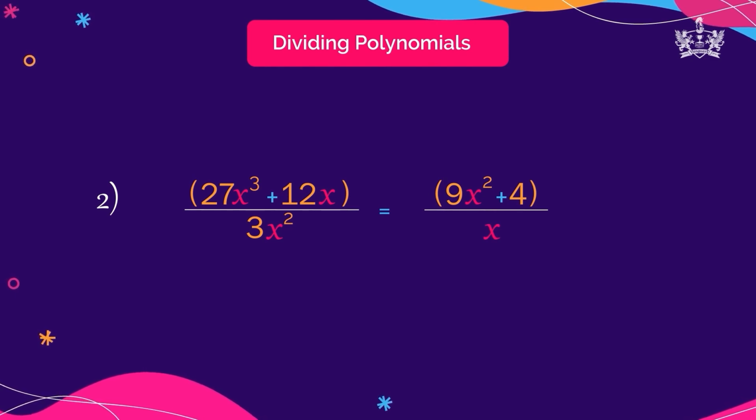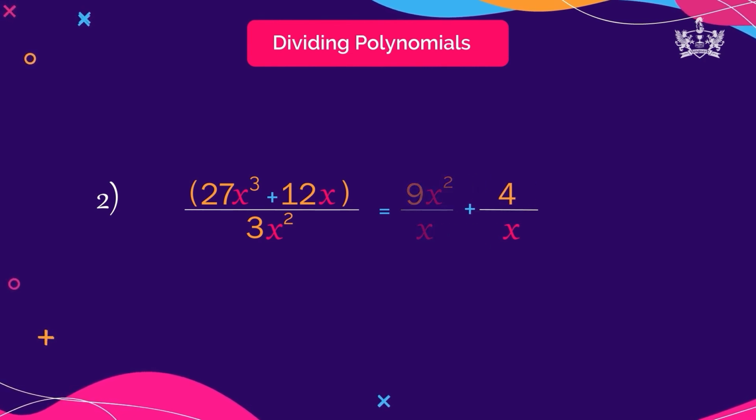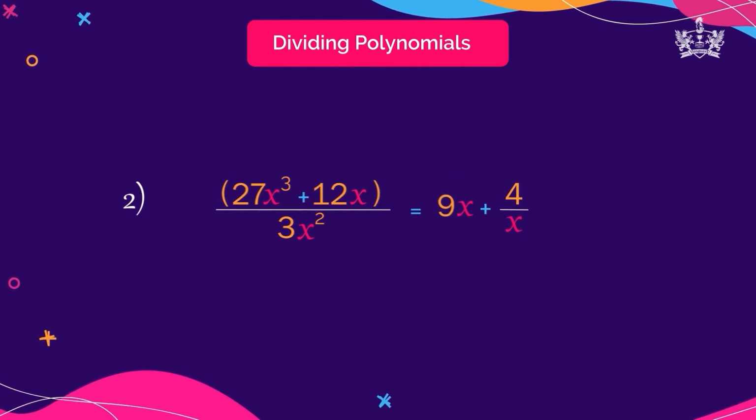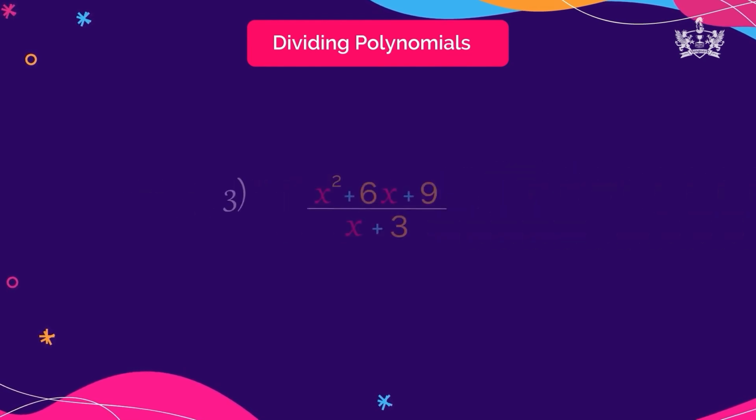Of course, we can just leave it like this, as it looks pretty clean. Or we can distribute the x in the denominator to both the 9x squared and the 4, which would turn the expression to 9x plus 4 over x. And finally, for the last one, we can solve this a number of ways.